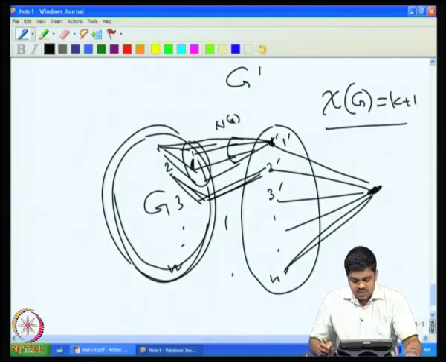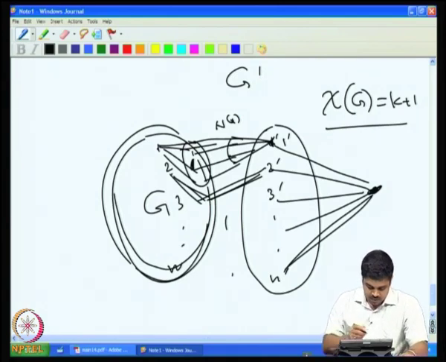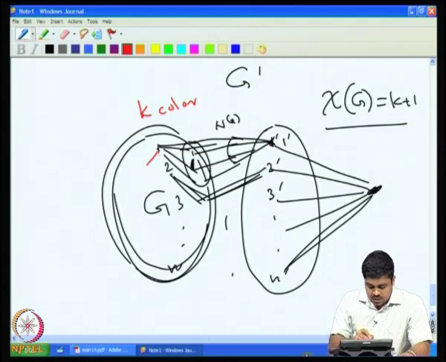First, it's easy to see that it can be colored with k plus 1 colors, because here we have only k colors, right? Now what will be the color of 1 dash? Same color as 1, because 1's neighbors are the same as 1 dash's neighbors, and therefore if 1 has no conflict with its neighbors, 1 dash can share the same color, because between 1 and 1 dash we don't have any edge. 1 dash can share the color of 1.